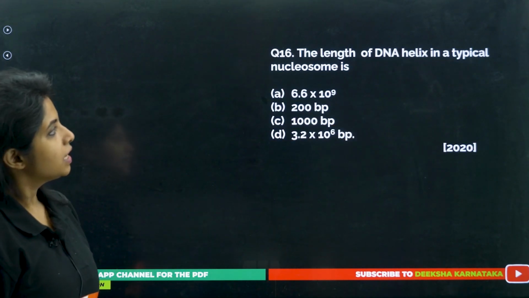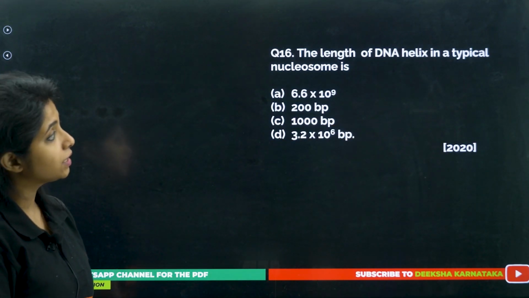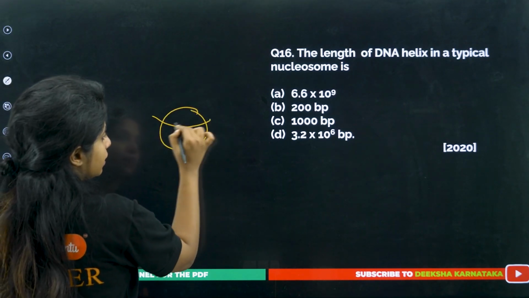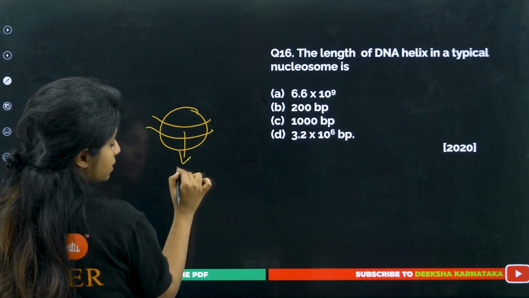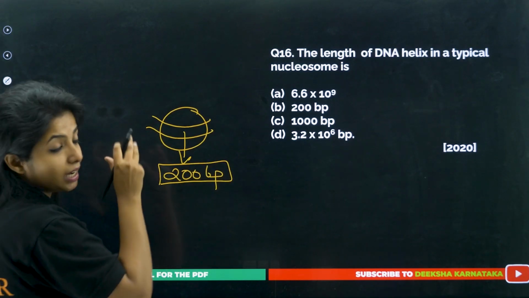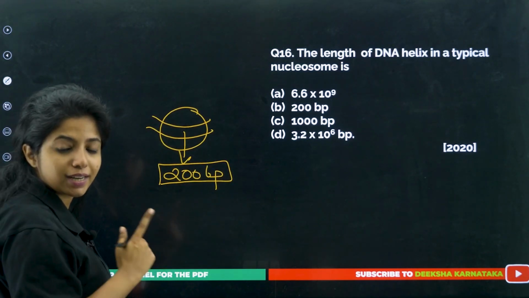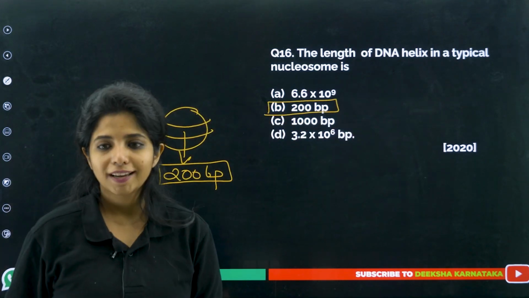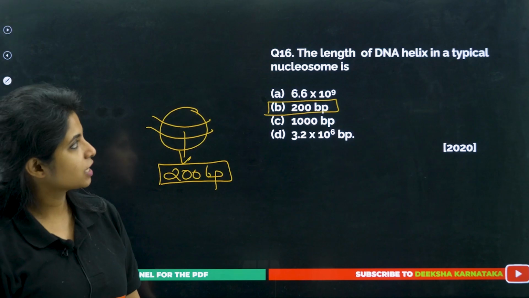Okay, next thing, question number 16. The length of DNA helix in a typical nucleosome is, I told you nucleosome, in an octamer, the DNA base pairs, how many of them will be there? 200 base pairs. In a nucleosome they are asking, they are not asking about the entire DNA. So in a nucleosome it is 200 base pairs. This is a direct question.